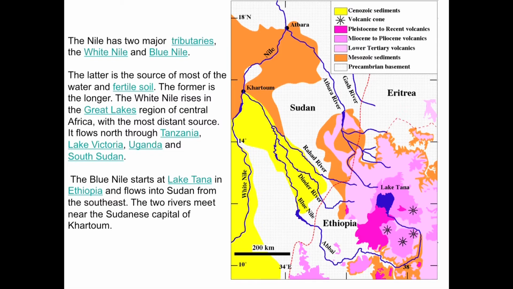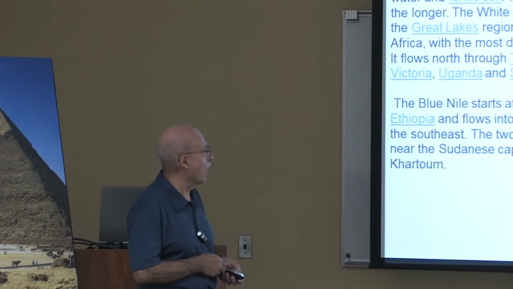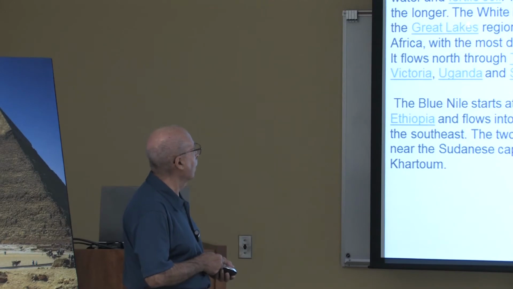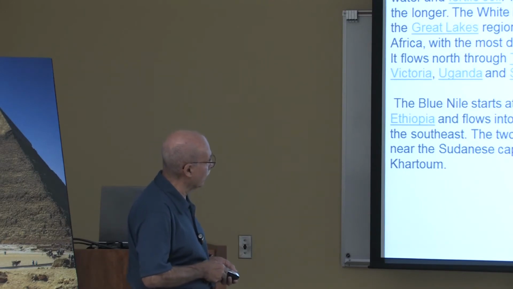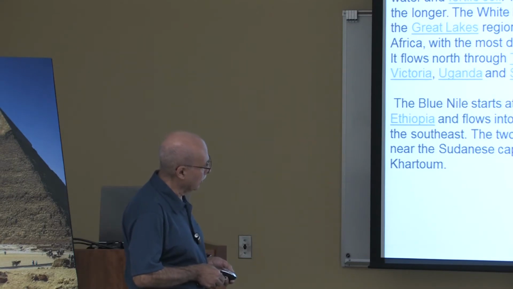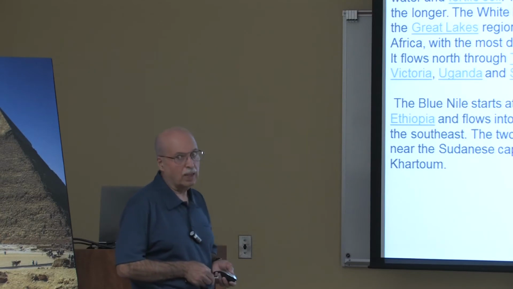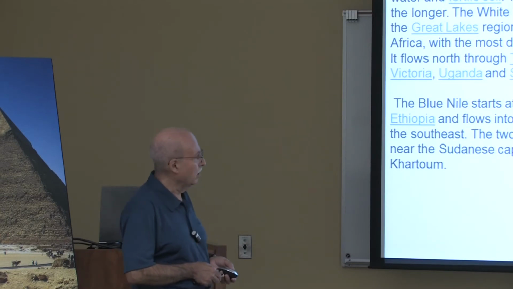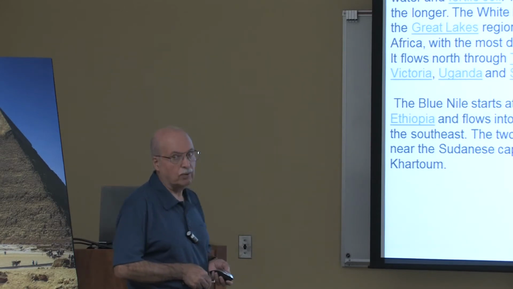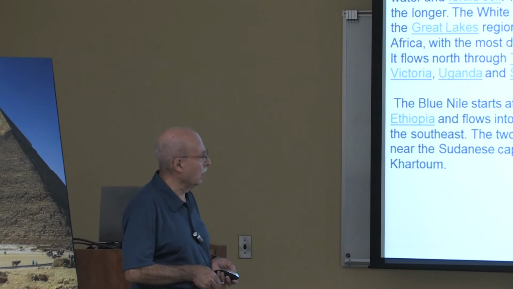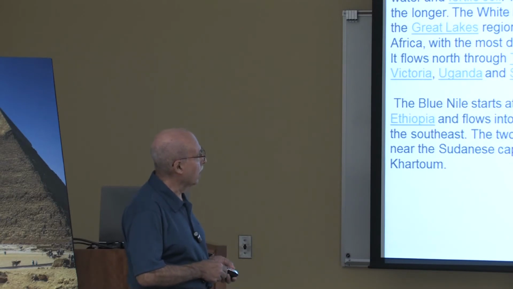Now, the Nile has two major tributaries. The latter is the source of the most water and fertile soil, the Blue Nile. The former is the longer, the White Nile, which has come all the way from here. But the Blue Nile, which starts from here, explains why suddenly we had water here in this condition, and goes around some most beautiful landscape, waterfalls here, and joins the White Nile and comes all the way up here.